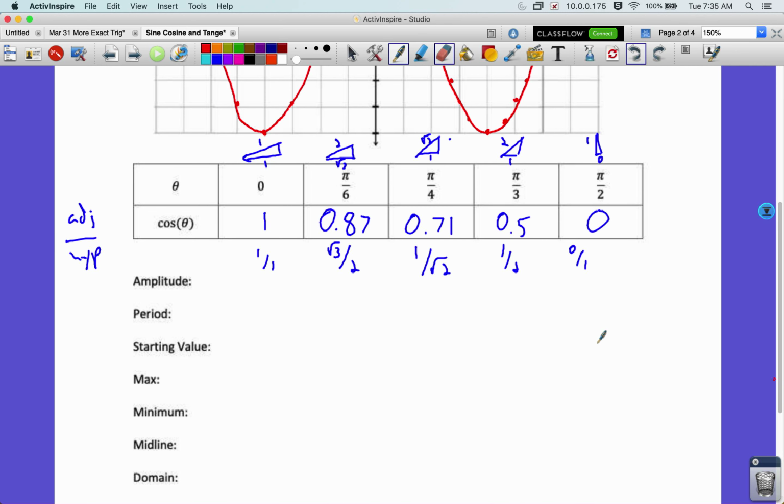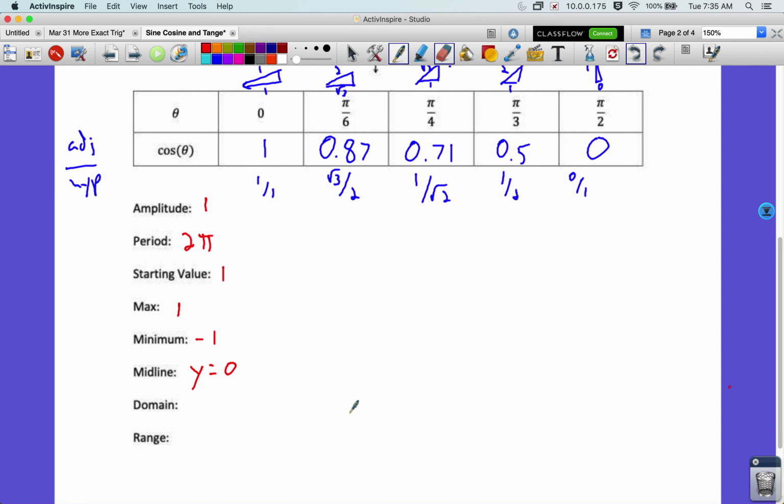All right, amplitude is 1. Period, 2 pi. It takes the same amount of time to repeat, it just started at a different value. Starting value of 1, maximum of 1, minimum of negative 1. Midline is the same, y equals 0. Domain and range are the same, all real numbers, and negative 1 is less than or equal to y is less than or equal to 1 for range.